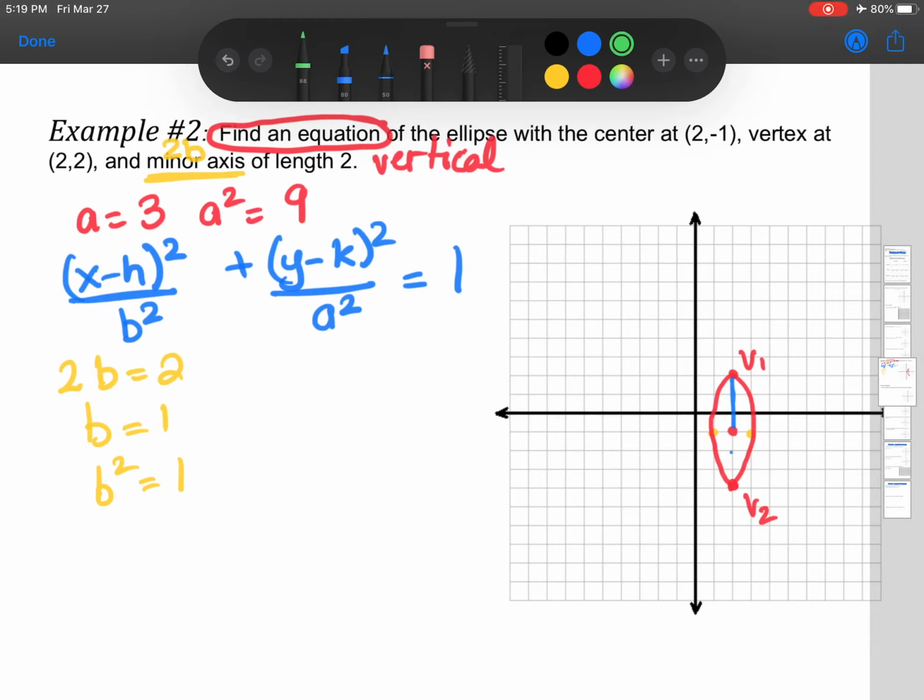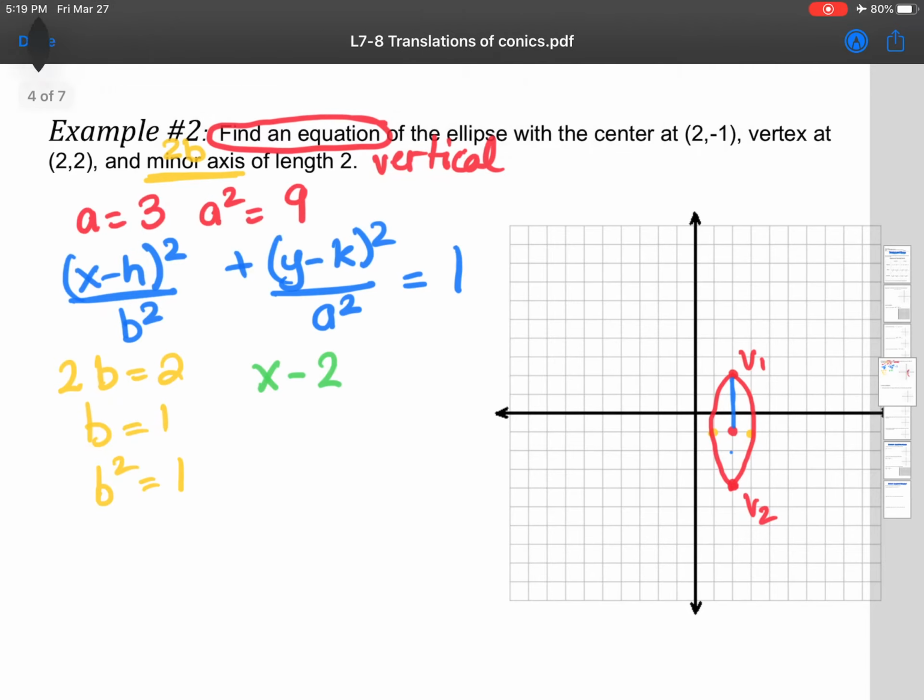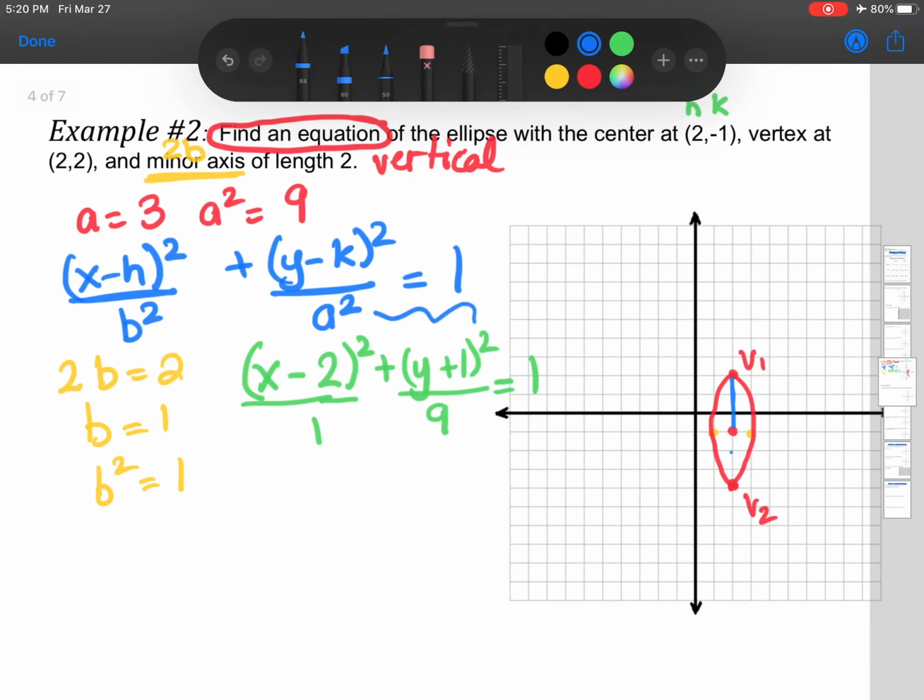Let's write down the equation. So our equation is x minus, what is it? 2. This is your h and k. So let's move this here. h and k. So (x minus 2) square plus (y minus -1), which is y plus 1, square. Be very careful. It's a vertical, so your a square would go under, 9, and this would be just 1, is equal to 1. So this was your equation of your ellipse.